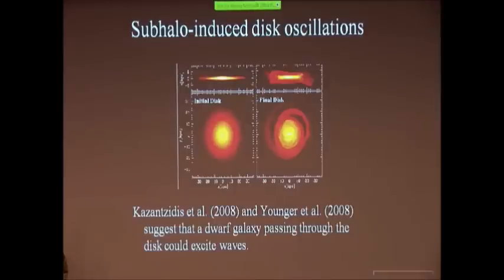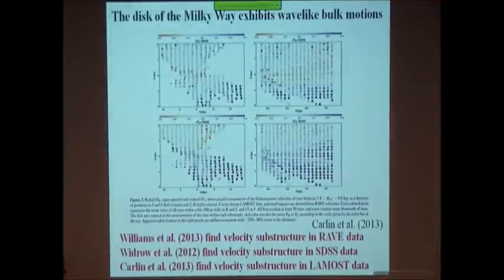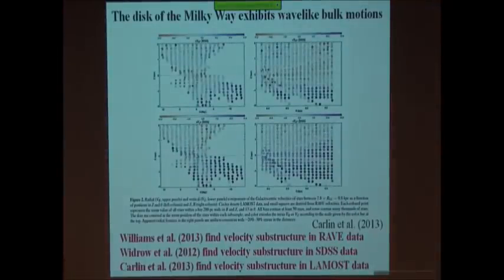Okay, but this was 2008 that this started to come out, and I wasn't really paying attention to it in 2008. But since then, these are three papers in 2012 and 2013, and this figure here is from Carlin et al., that have found that there is velocity substructure, bulk velocity substructure in the disk. This has been found in RAVE. This has been found in the Sloan Digital Sky Survey. This has been found in LAMOST.